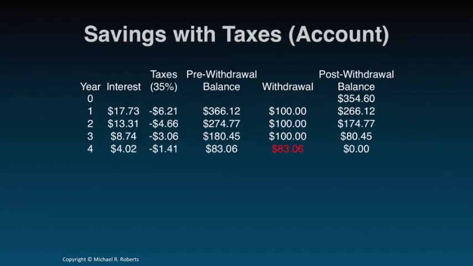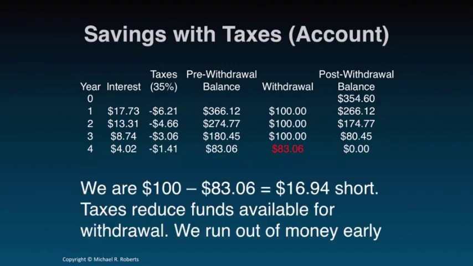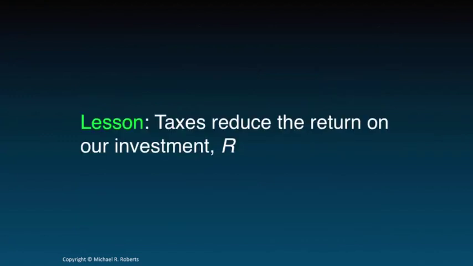Now, if we continue that process, we'll get down to 0, but only because in the last year we can only pull out $83.06. That's all we have left in that last year. Okay. All right. So on net, we're $16.94 short. The taxes are reducing the funds available for withdrawal. We're running out of money early. Right? So the lesson here is that taxes reduce the return on our investment, the dollar return on our investment.